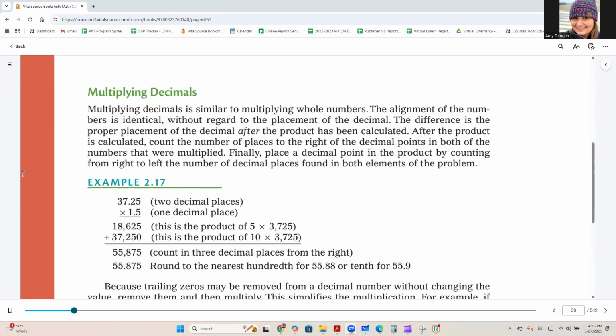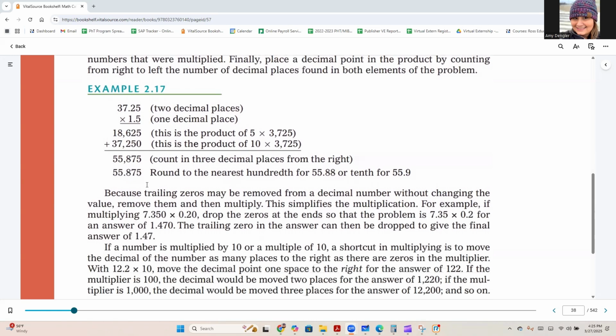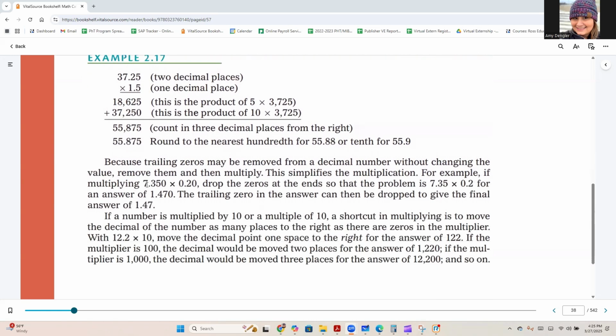So again, for our sake, we can just make it easy and plug those numbers into a calculator. This is just showing how you would do it on paper or pencil. Because trailing zeros may be removed from a decimal number without changing the value, remove them and then multiply.